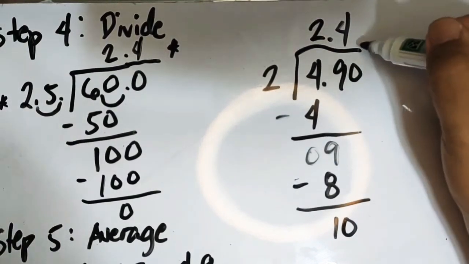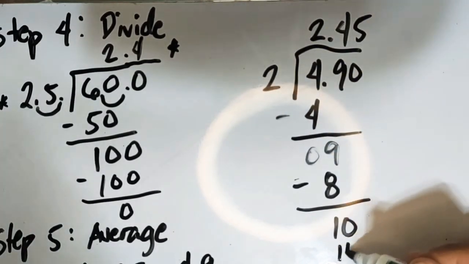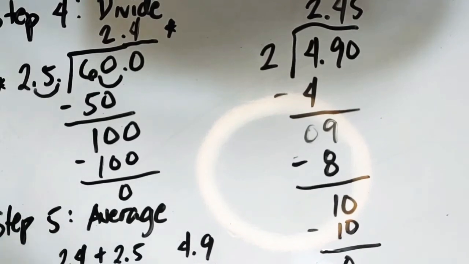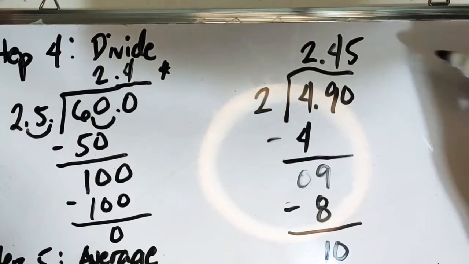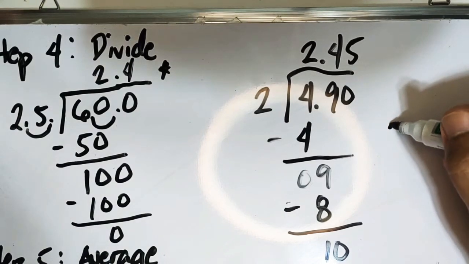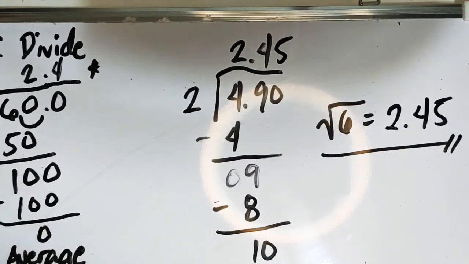And then we will add 0. 10 divided by 2 is equal to 5. 5 times 2 is equal to 10. And 10 minus 10 is equal to 0. So, ang nakuha natin ngayon ay 2.45. Ibig sabihin, ang square root ng 6 ay equal sa 2.45. Yan ang kanyang estimated square root. Okay? The square root of 6 is equal to 2.45. This is already in the nearest hundreds.